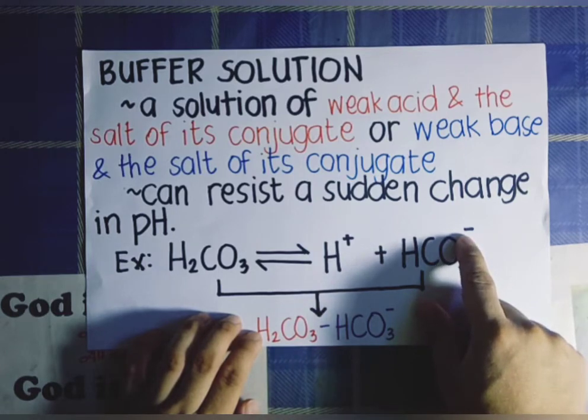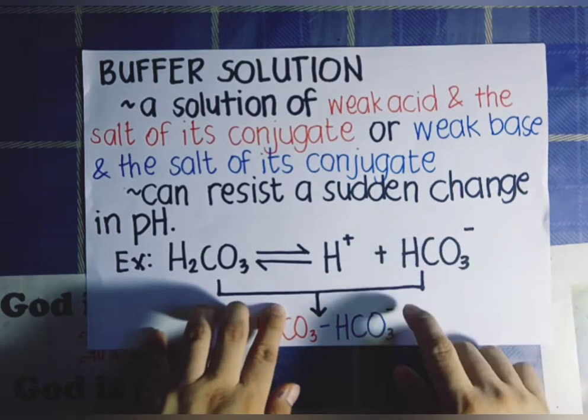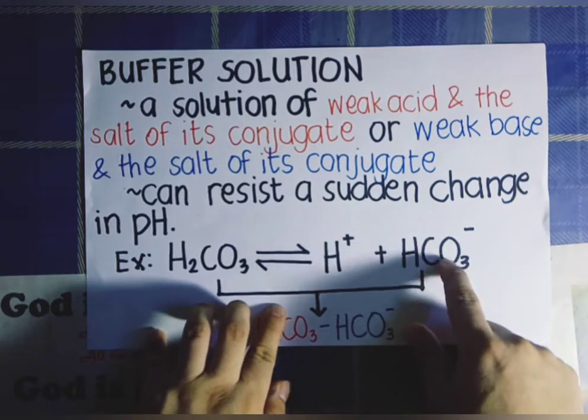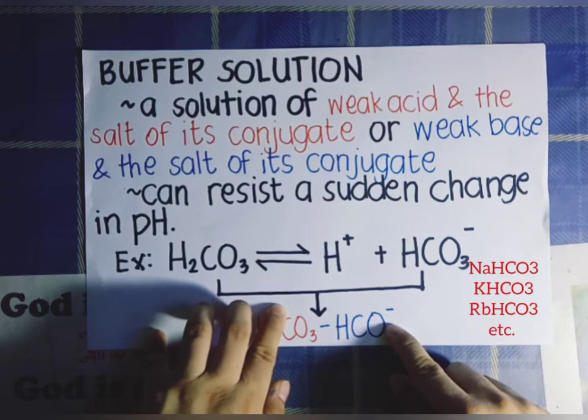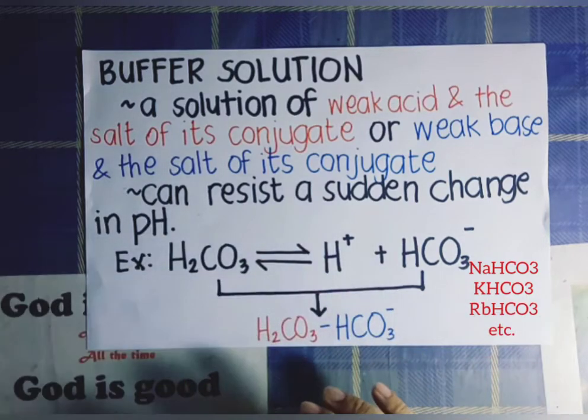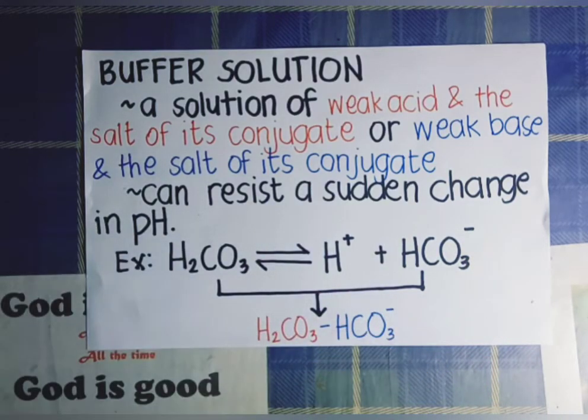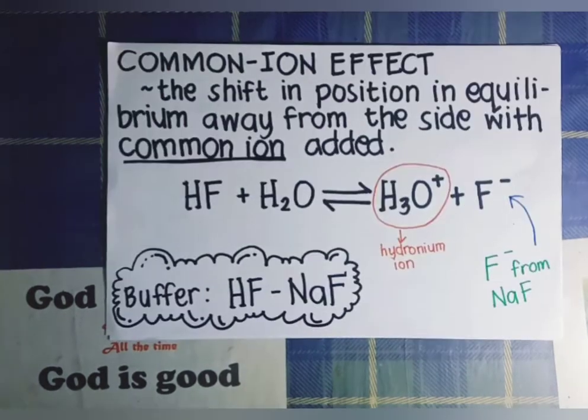Therefore, by combining carbonic acid and a salt of its conjugate, which is bicarbonate, any salt that actually has bicarbonate, let's say sodium bicarbonate, potassium bicarbonate, and so on and so forth, the resulting solution will be a buffer solution. Earlier, we said that buffer solutions are important components in food and cosmetic products. But how is it possible that buffer solutions do not greatly change or alter the acidity or basicity of the products where they are combined?